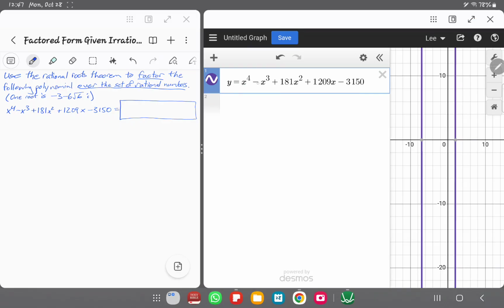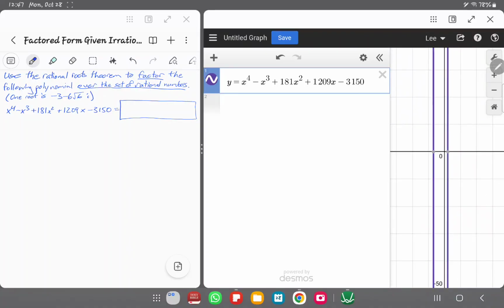We got y is x to the fourth minus x cubed plus 181x squared plus 1209x minus 3150. And this is going to be very far up and down, right? So if I plug in x as 0, this is negative 3,150. So I'd have to go that far down just to find the y-intercept. We're only interested in the zeros, so I'm not going to do that.